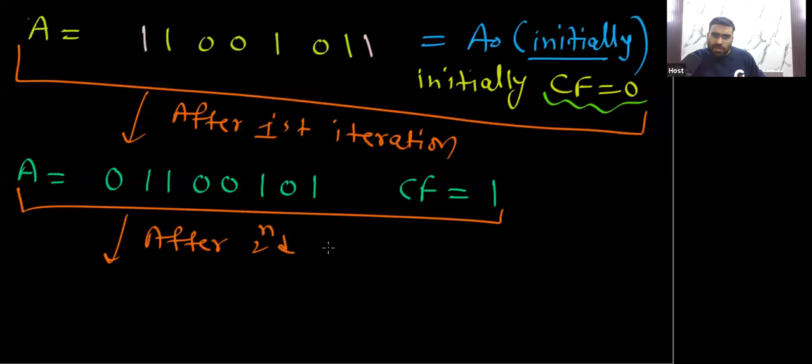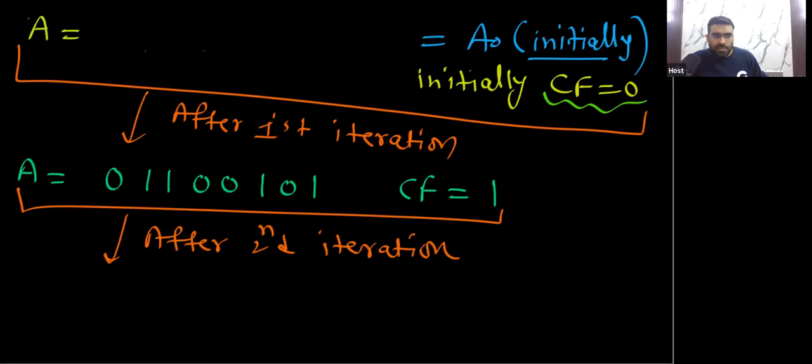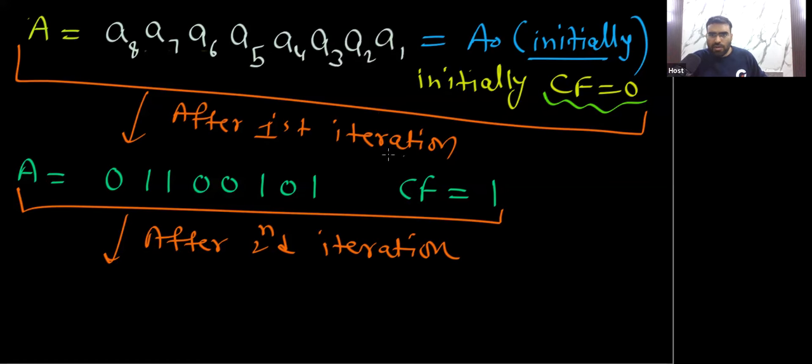After the second iteration, what will happen? Let me know. If you notice, just for a moment, let me write it like this: you have A8, A7, A6, A5, A4, A3, A2, A1. And the carry flag is initially 0, that you already know. Here also, let me write it as C. Initially that is 0, but let me call it C.